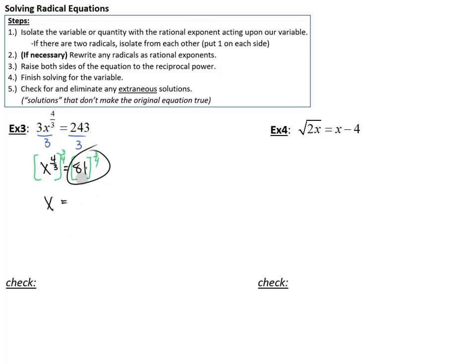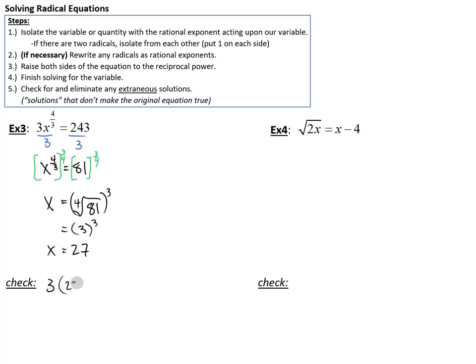And x to the first is just x. Over here though, notice now we have some extra steps to take. We are going to change this back to radical form to try to evaluate it by hand. So this, remember, is the 4th root, the bottom number tells us which root, of 81 raised to the 3rd. Well, the 4th root of 81 is 3, and 3 to the 3rd, or 3 cubed, is 27. So we have a possible answer of 27 that we need to check.